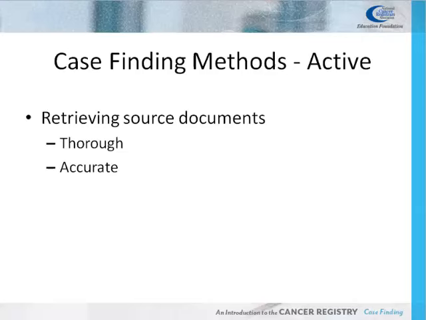There are two types of case finding methods used by registries, active and passive. Active case finding involves registry personnel retrieving source documents such as a pathology report or radiation oncology reports. The benefit of active case finding is that this method is more thorough and accurate than passive case finding. Registry personnel have knowledge of criteria and terminology to recognize reportable cases.